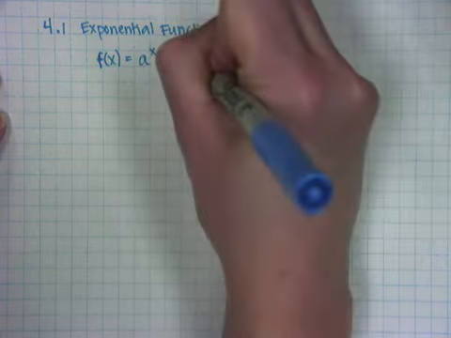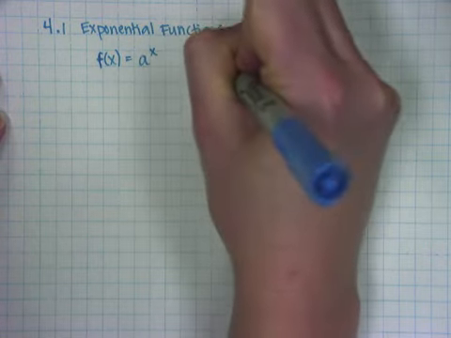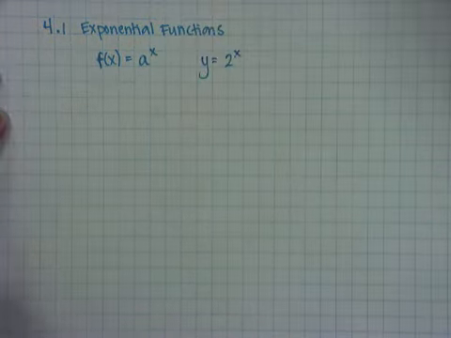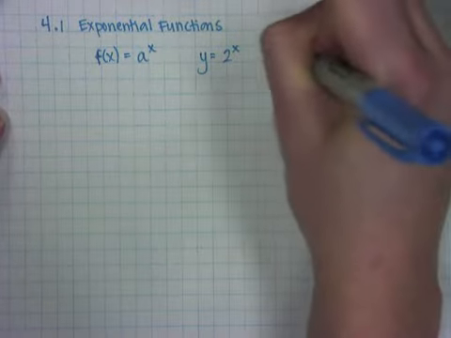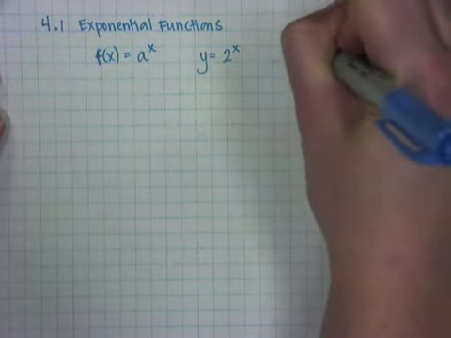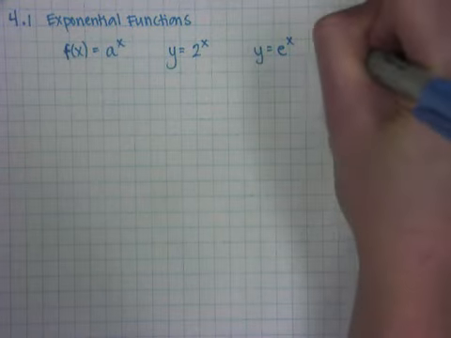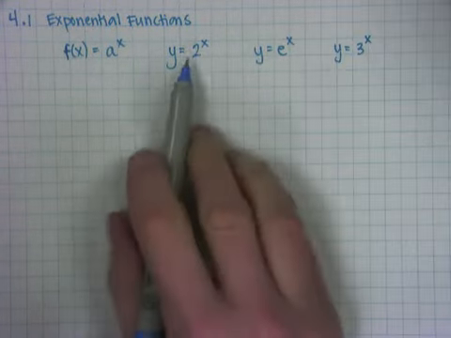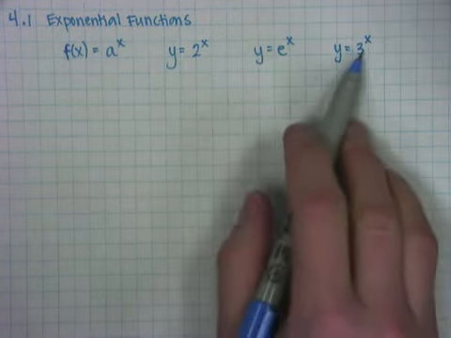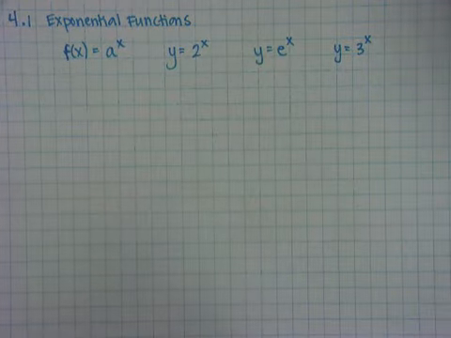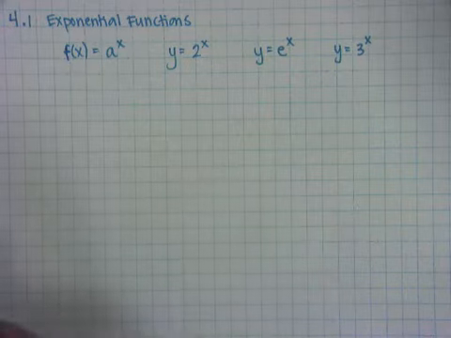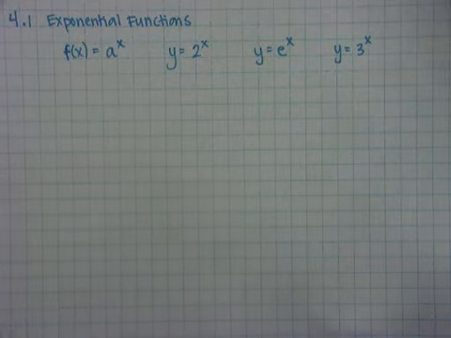An example of this might be y equals 2 to the x. This is a classic exponential function. Or y equals e to the x would be exponential. Or y equals 3 to the x. Basically, any real number raised to the x power is automatically an exponential function. Now, these exponential functions all have different graphs, and you can find those graphs using an xy table.